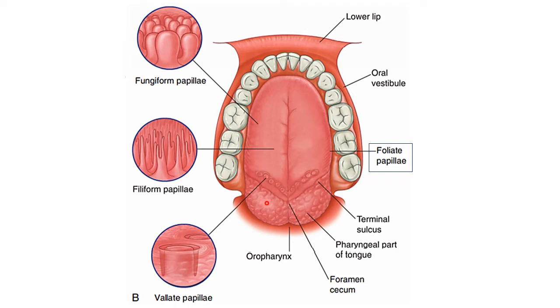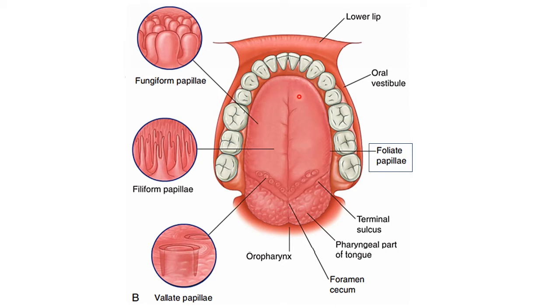Then lastly are the foliate papillae. The foliate papillae are linear folds of mucous membrane on the sides of the tongue near the terminal sulcus.